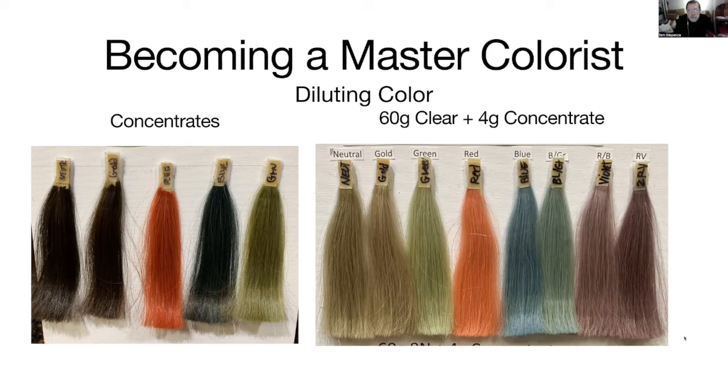This is a combination of a bunch of different things. Siri is asking, can we use and mix any permanent color line clear with a color line that does not have permanent clear in its color collection? I think I understand the question, Siri. The question is, can you mix the clears that I'm talking about with any color line?